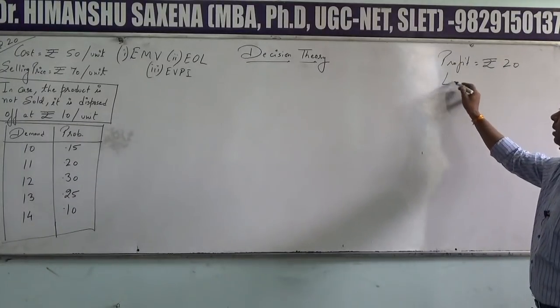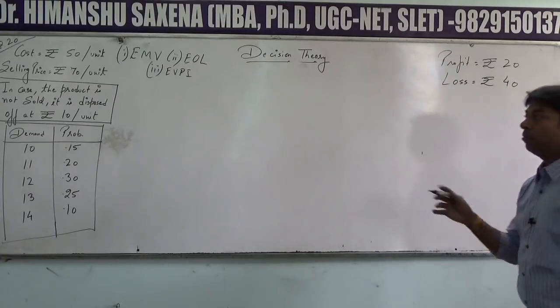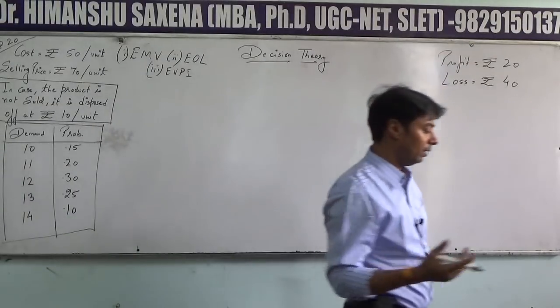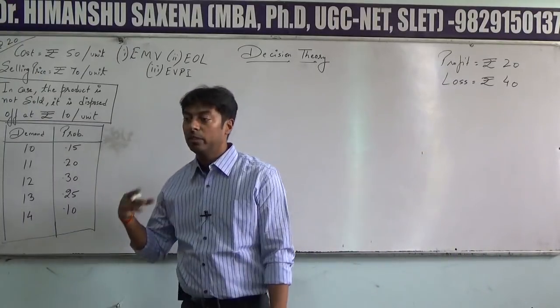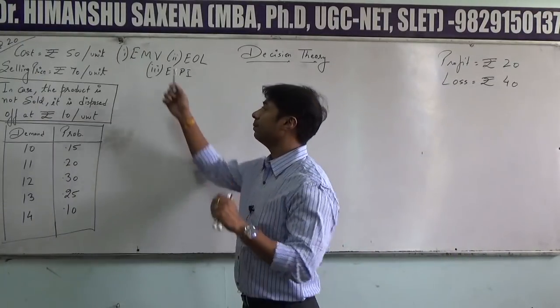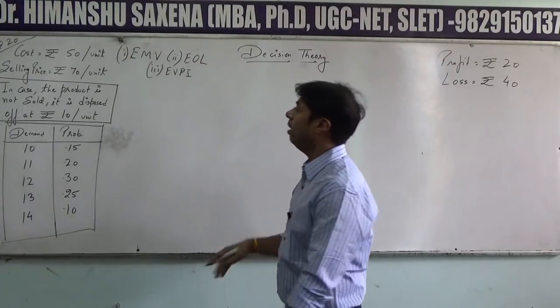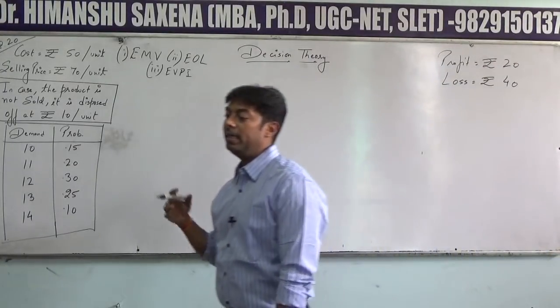So can somebody tell me what could be the loss over here? 40 rupees. So as soon as you encounter a question of decision theory, you need to calculate the profit and loss, because that is going to help you in calculating EMV, EOL and EVPI. So right on the first heading, we are going to start with the calculation of EMV.